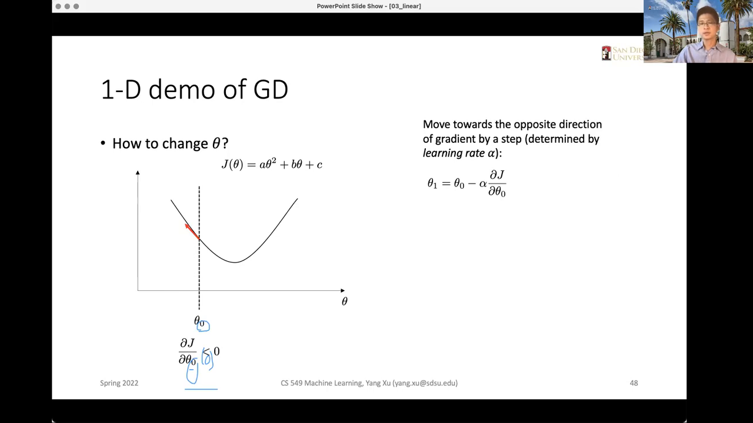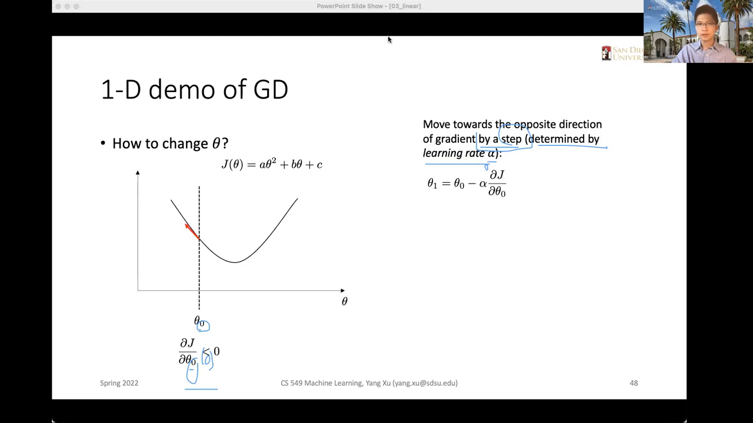Okay, and here comes the second issue. We can determine the direction, and we should also determine how large our step should be. Okay, so this step size is determined by the so-called learning rate alpha. This is one of the most important hyperparameters in machine learning, or in gradient descent algorithms. So this alpha controls how big a step we want to move along that direction.